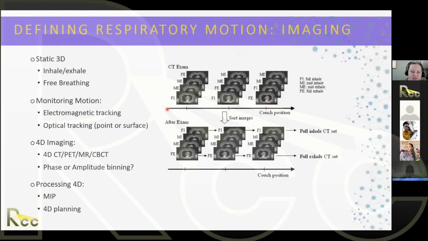And after the exam, after your simulation, your software actually sorts all of these, so it reshuffles all these images. So you get, for example, here a full exhale CT set at each couch position and a full inhale CT set. And typically nowadays we use 10 phases for breathing to model our respiratory motion, and we get that automatically from our CT simulator software.